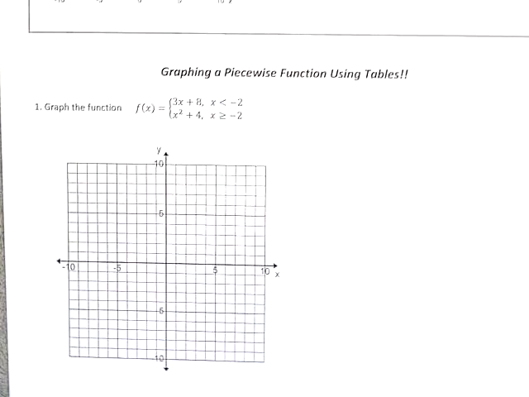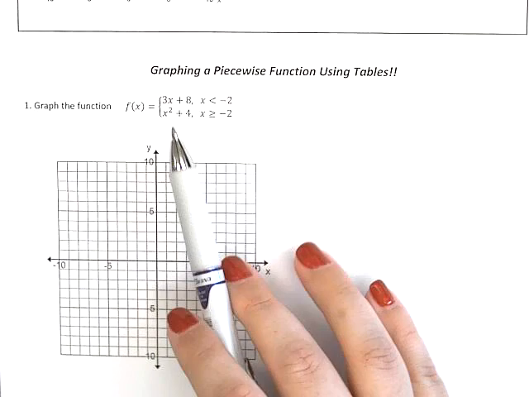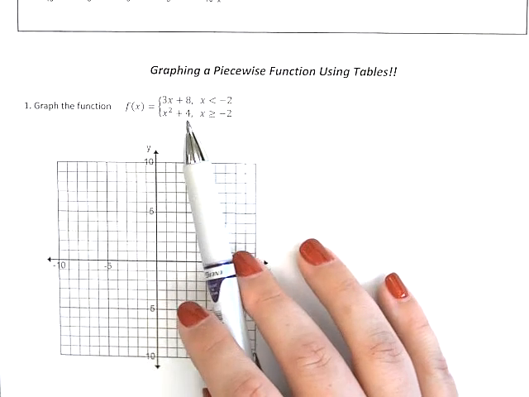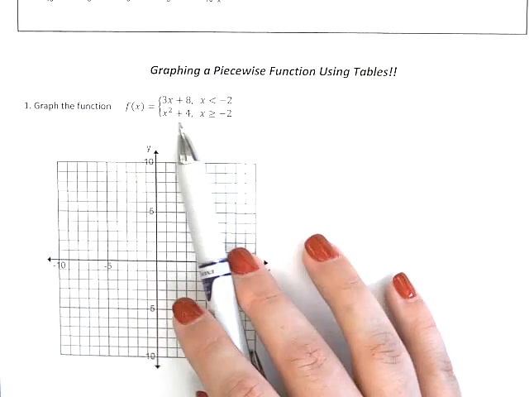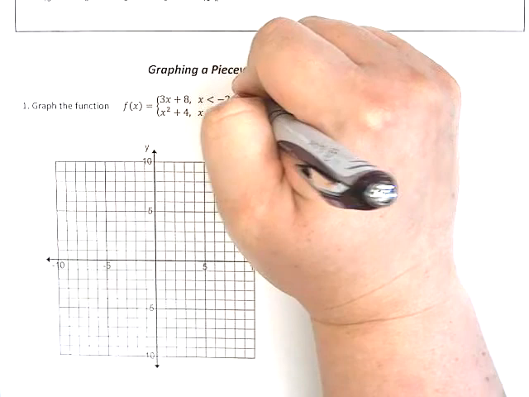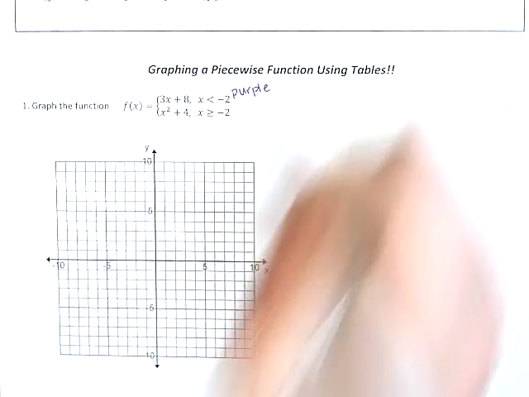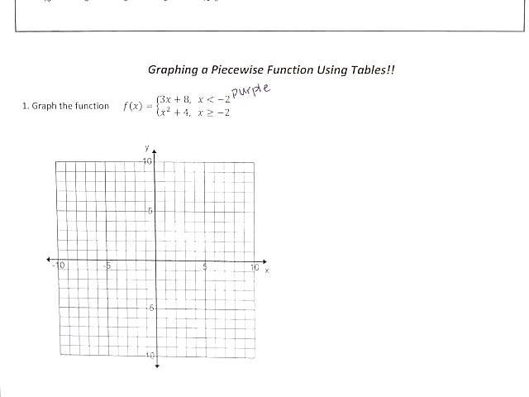Okay, let's actually try an example of this. So graph the function f of x equals 3x plus 8 when x is less than -2, and x squared plus 4 when x is greater than or equal to -2. So this first one, I'm going to graph it in the color that I have, which right now is purple. Okay, and we know that that is going to be a line, 3x plus 8.